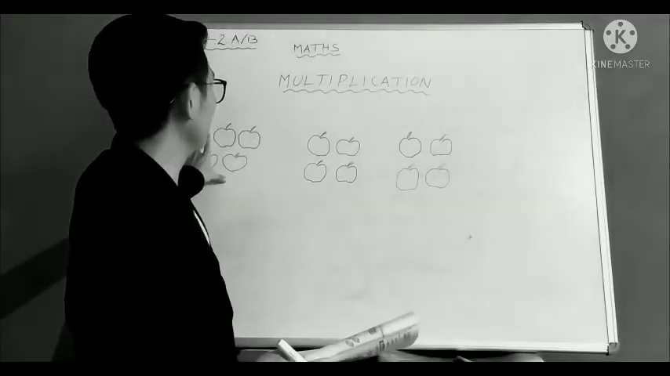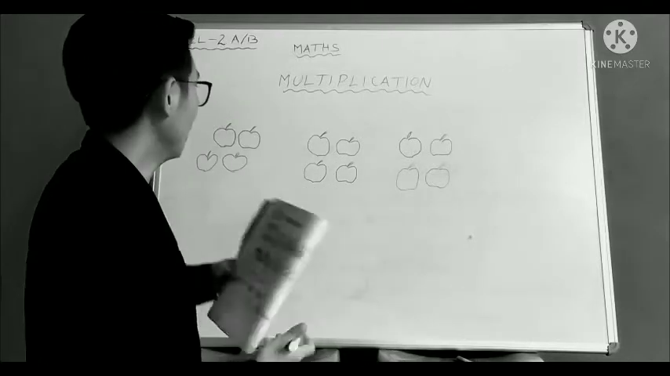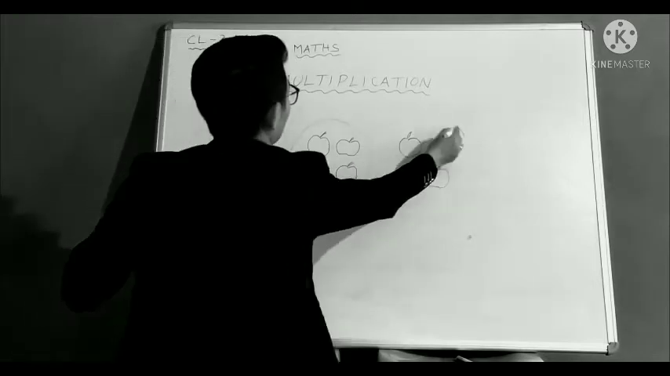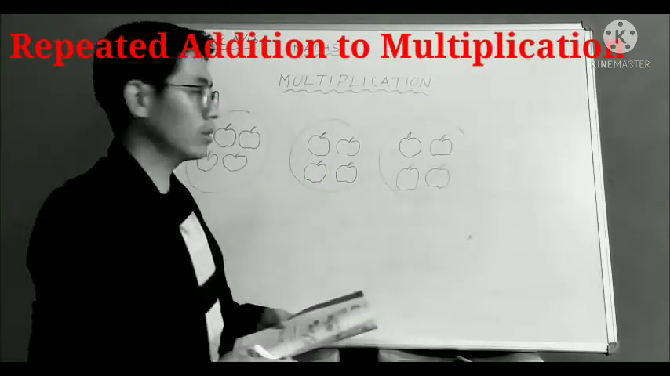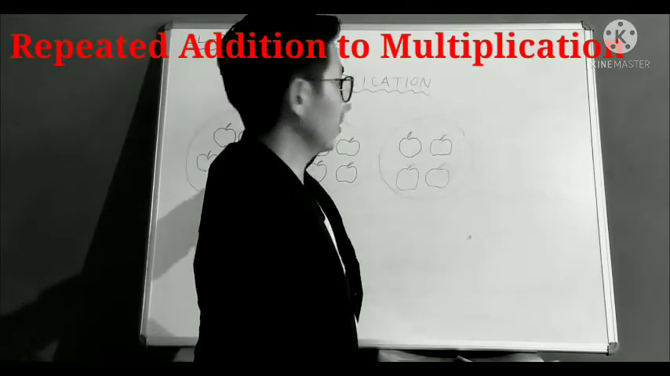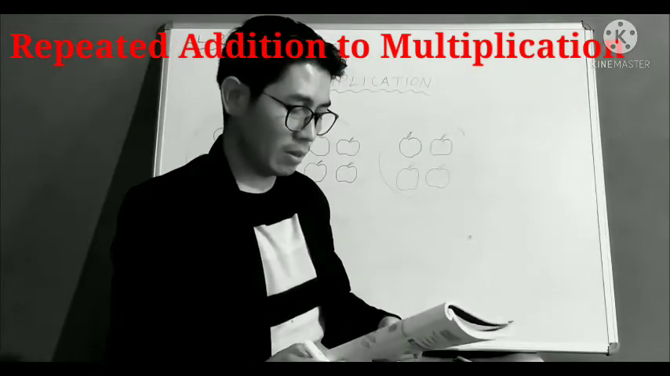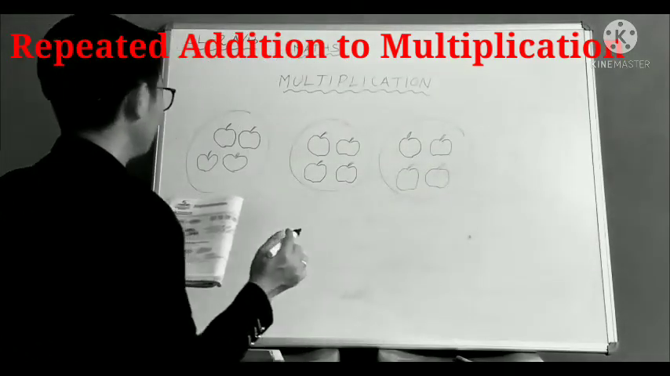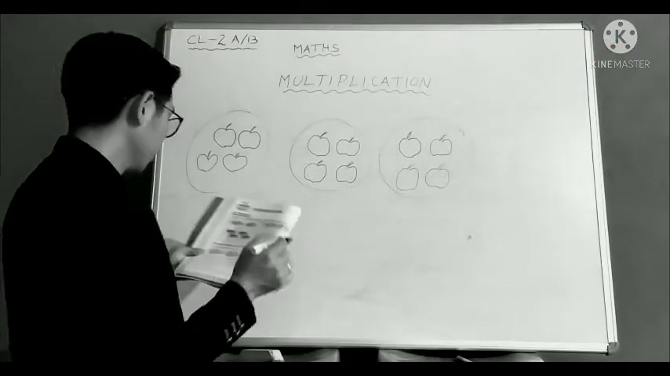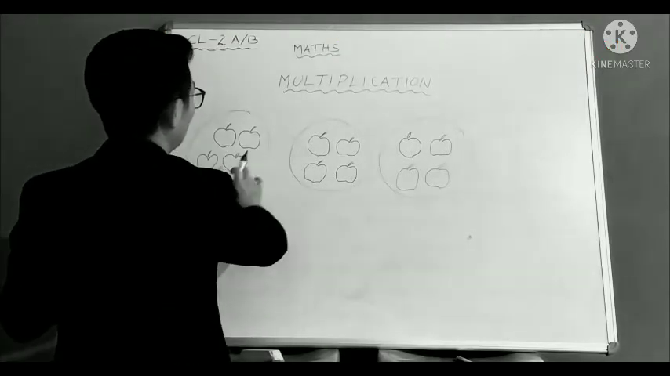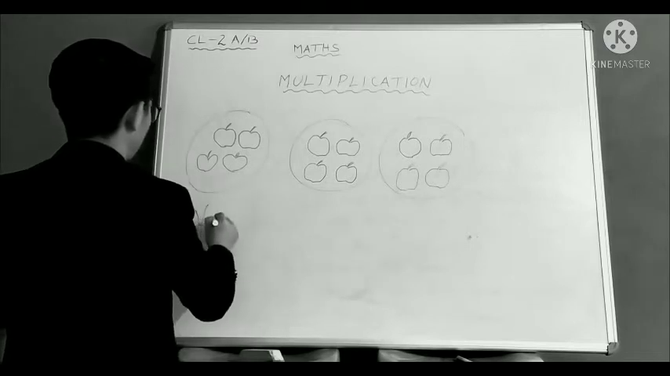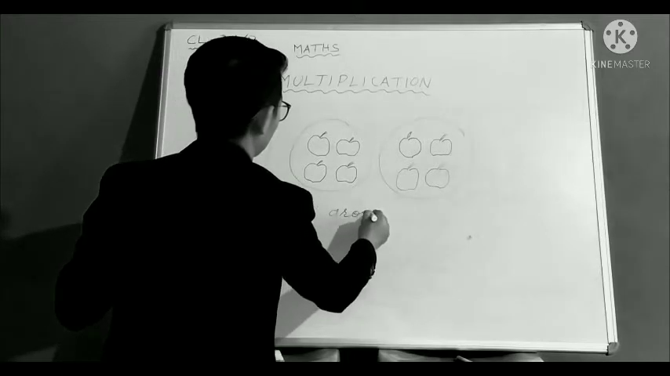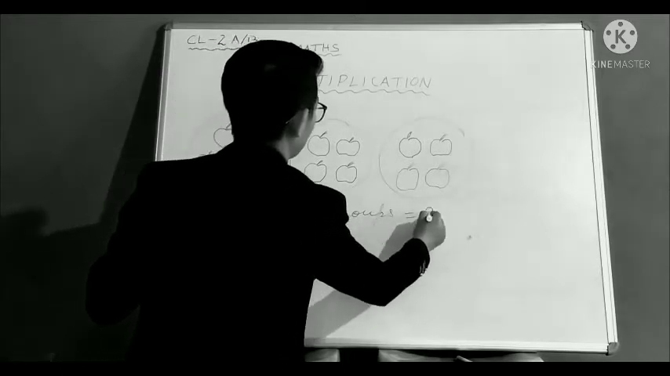So here I have drawn pictures of apples, and I have divided them in 3 groups. Okay, 3 groups. Now let's understand this multiplication in repeated addition. What you need to do is first count the number of equal groups. How many groups are there? Number of groups equals 3.